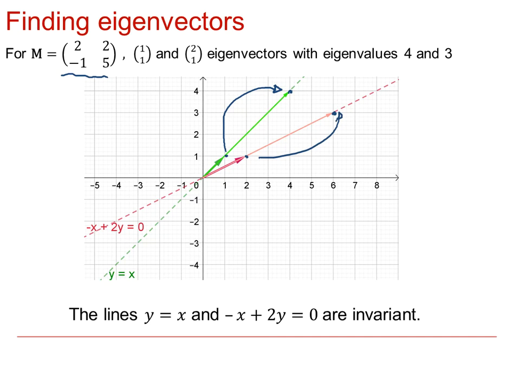So the points have moved by the value of their corresponding eigenvalues. So this one here has moved by 4, and this one by 3. So the lines may be invariant, but points are not invariant. They end up at different points but on the same line. Of course, they would be invariant points if we had a special case where lambda was equal to 1.